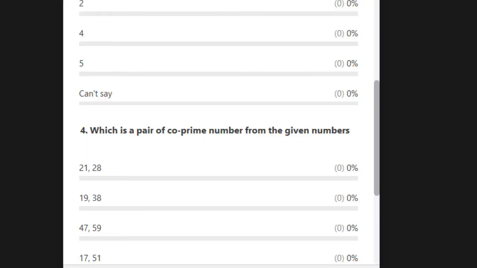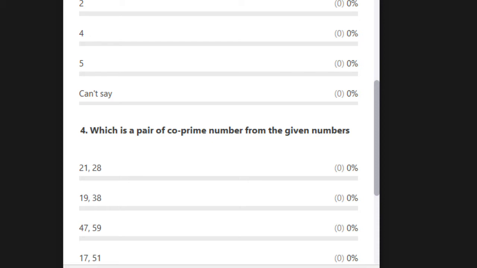In the next, the fourth question is there in front of you. The fourth question is, which is a pair of co-prime numbers from the given pairs? Again, 4 options are there in front of you, children. Read the options. Think about the definition of co-prime numbers. Apply it and select your correct answer.